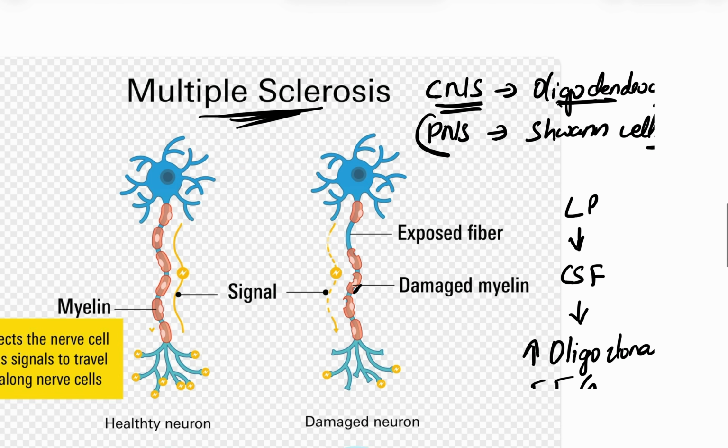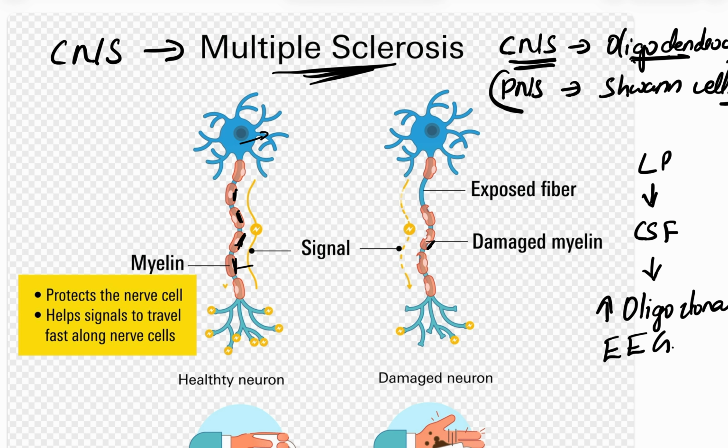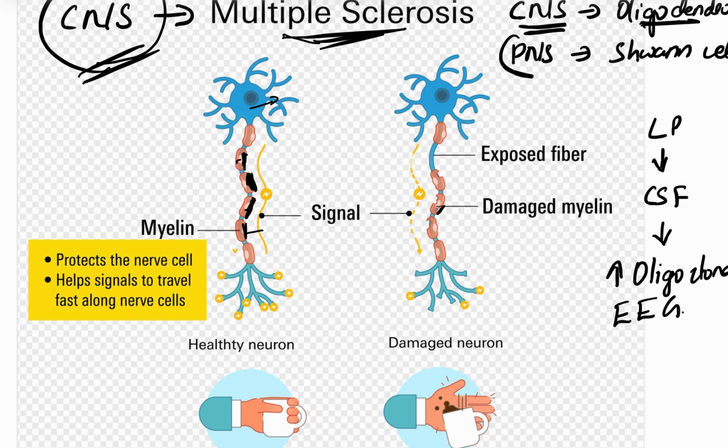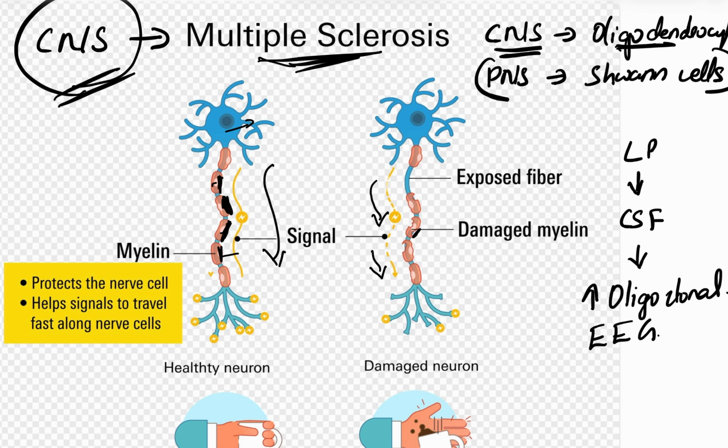So the things to remember while we are talking about multiple sclerosis: multiple sclerosis is a neurodegenerative disorder. Here there is degeneration happening in the myelin sheath of the central nervous system, and that will affect the travel of signals through the neurons, because the myelin sheath is affected and the signals cannot move as fast as they were before. The cells involved in this are oligodendrocytes, because oligodendrocytes are the cells responsible for the production of the myelin sheath in the central nervous system.